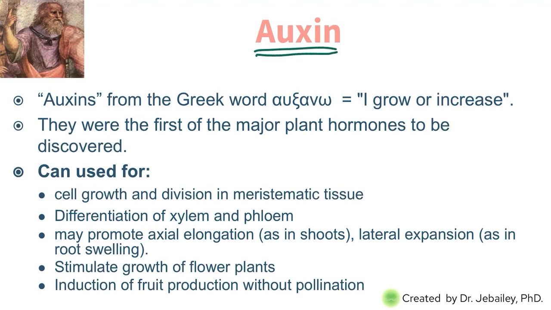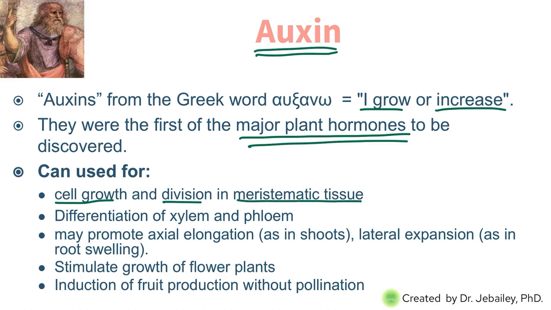Now, the next thing to talk about is the hormone auxin. Auxin in Greek means I grow or increase, and it was one of the major plant hormones to be discovered. Now, what is the auxin hormone used for? Of course, cell growth and division in the meristematic tissues. That means the growth and cell division of the stem cells.